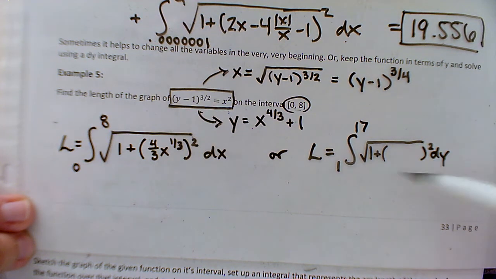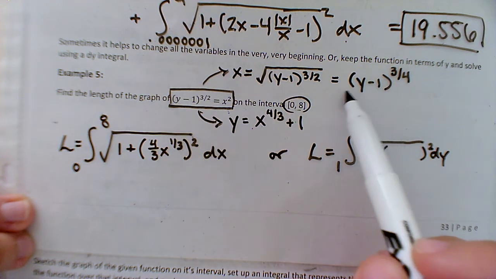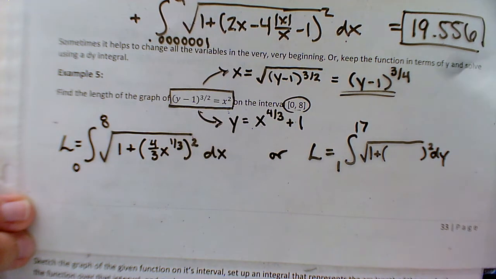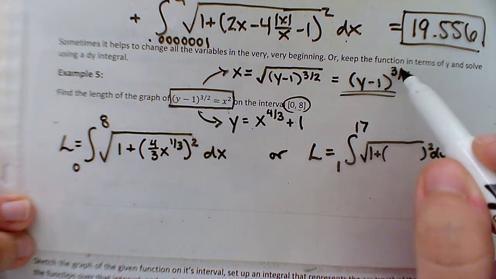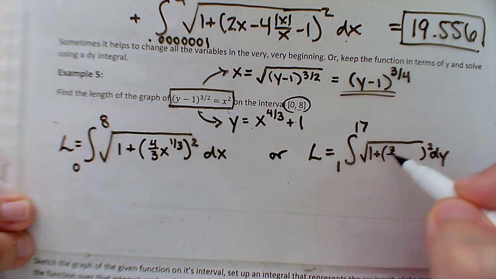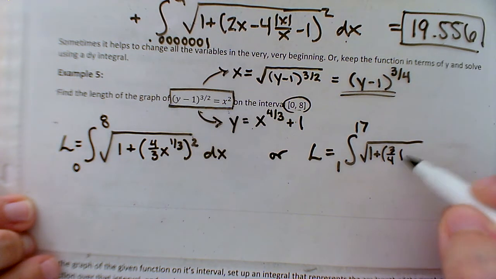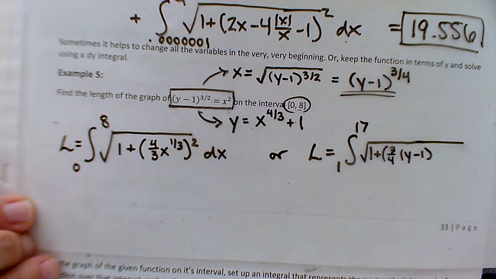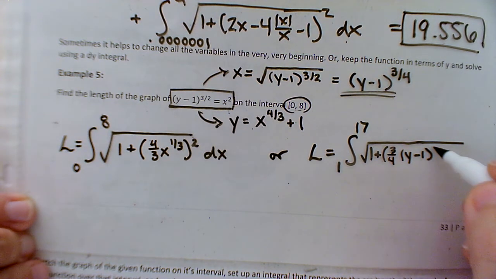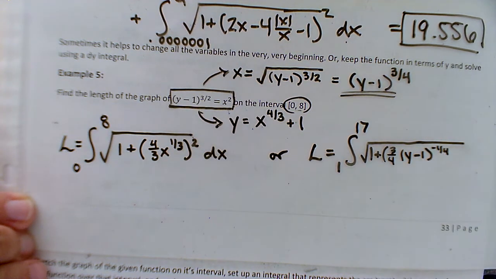So we need 1 plus the derivative squared. We're going to go ahead and take a look at the other equation we had, because we need it in terms of y. If we took the derivative here, looks like we kind of have a chain rule, because we have an inside piece. So let's bring down the 3/4. We're going to keep the inside y minus 1. New power, if we subtract 1, would be negative 1/4 times the derivative of the inside, but the derivative of y is just 1. So we need all of that squared.